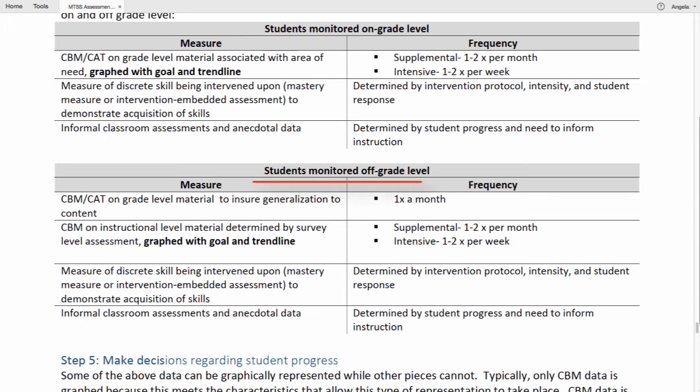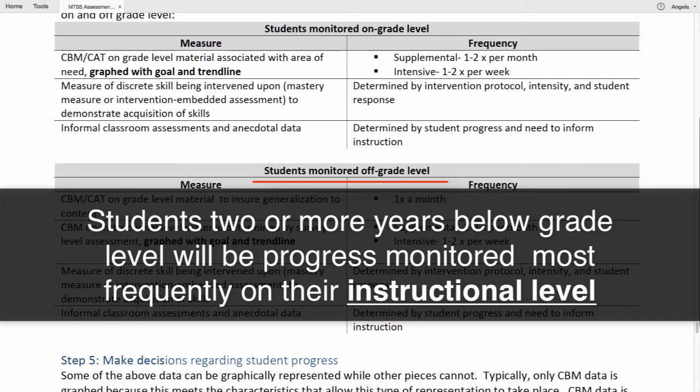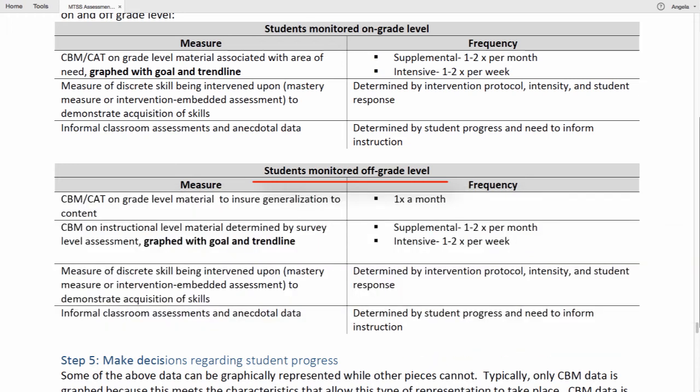For students that are monitored off grade level, remember those are typically students that are 2 or more years below grade level. They'll be measured most frequently using that curriculum-based measure that's on their instructional level. Think about Chris's 2nd grade oral reading fluency is where we start measuring him, which is about 1 to 2 times a month again for supplemental and about once a week for intensive. For these students, we'll also want about once a month to measure them using a curriculum-based measure or computer adaptive test on their grade level to make sure they're generalizing.